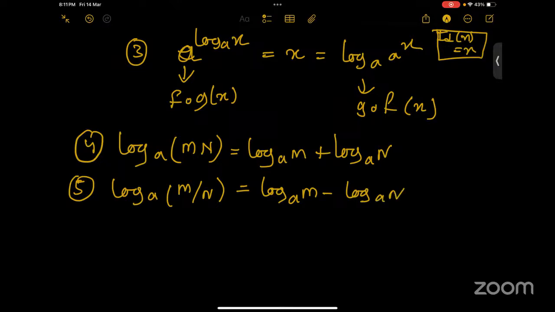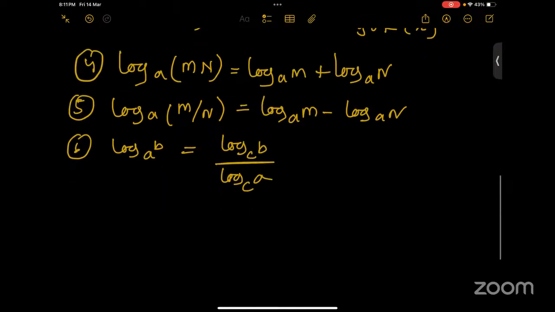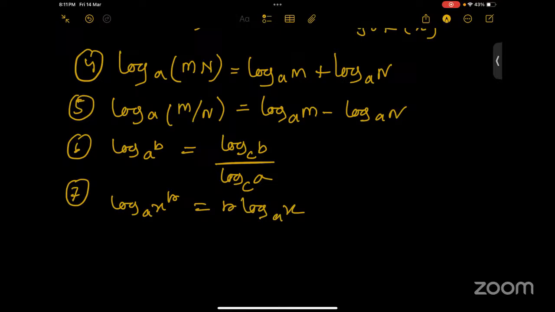Log an. Then what are the other properties? Change of base is there. Yeah, change of base is there. We can write it as log base c of b divided by log base c of a. This is called change of base. Then the next was the power property. Log of x to the power r, we can write it as r log x base a. And these are all the formulas.